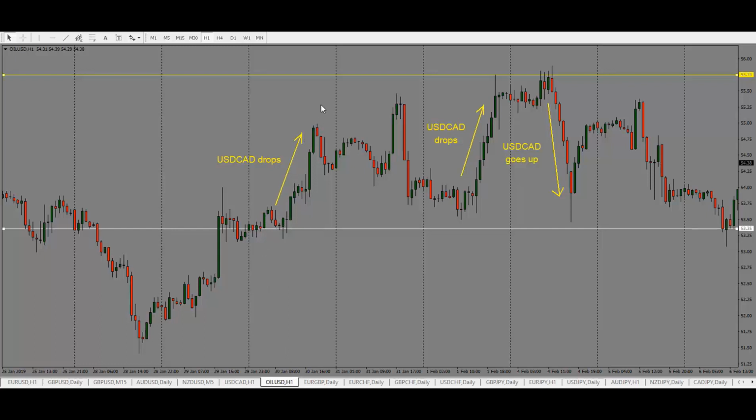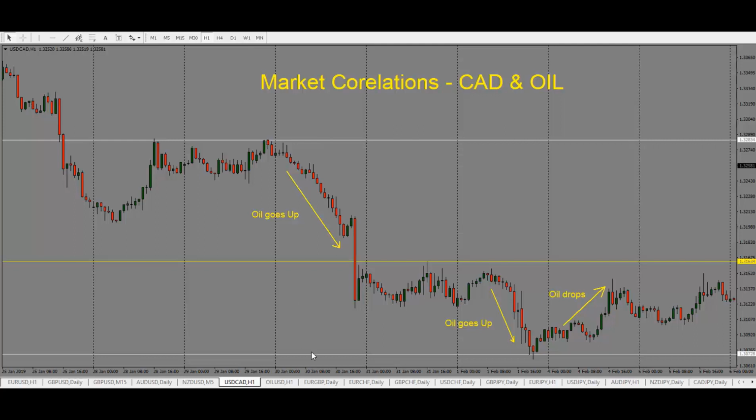And as price of oil goes up, Canadian dollar will go up, which means dollar CAD will actually drop. So here we see January 30, price of oil is going up. So if we go take a look at dollar CAD, this is January 30 here, we see that dollar CAD drops because Canadian dollar is going up, which is causing dollar CAD to drop. So we see a positive correlation between Canadian dollar and oil.